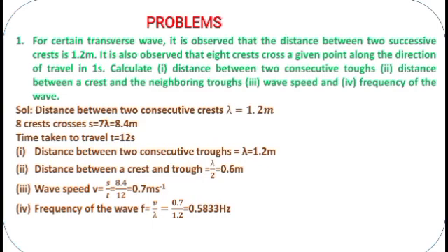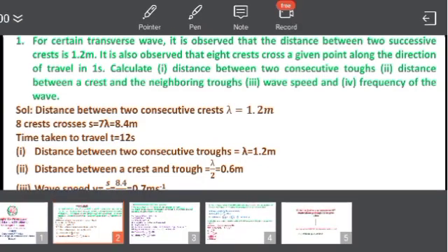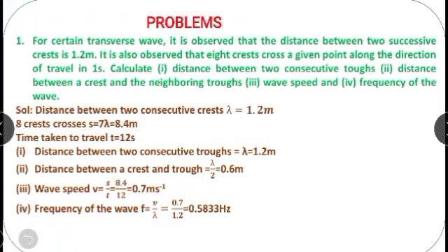First one, for a certain transverse wave, it is observed that the distance between two successive crests is 1.2 meter. It is also observed that 8 crests cross a given point along the direction of travel in, actually this is 12 seconds, not 1 second, this is 12 seconds. So t is equal to 12 seconds.